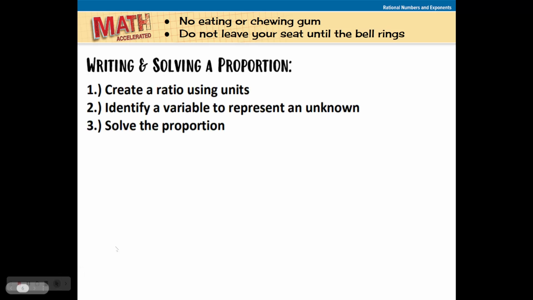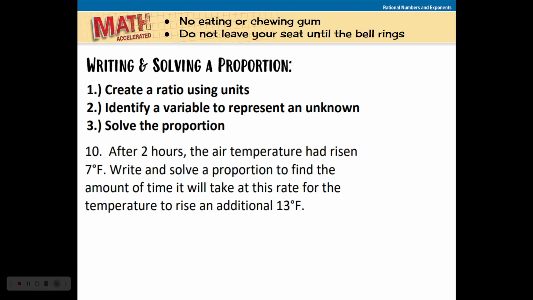Welcome back, folks, for examples 10 through 15. Solving and writing a proportion. So you create ratios using the units, identify what's being asked for, and assign a variable to that unknown, and then solve the proportion like the previous examples.